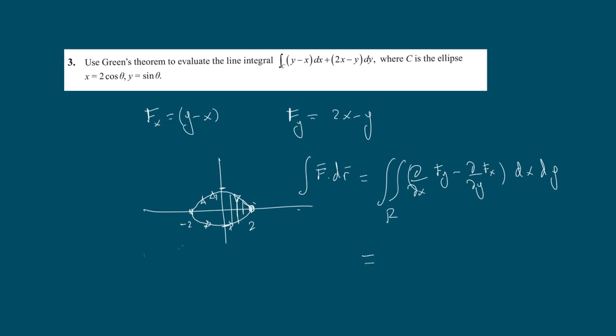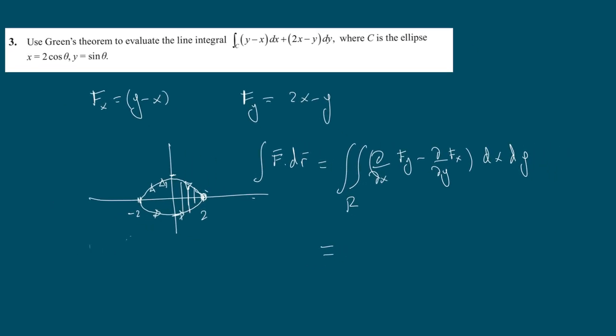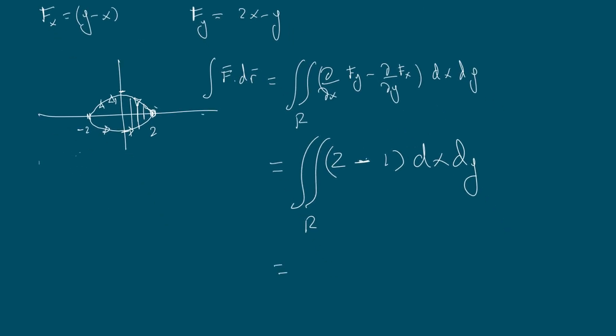So what is the partial derivative of the y component of the vector field with respect to x? I see a 2. 2 minus. Now, what is the partial derivative of the x component with respect to y? With respect to y is 1. 2 minus 1, dx dy. And what is that? 2 minus 1 is 1. So it's the integral of dx dy.